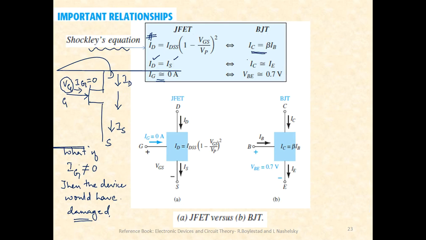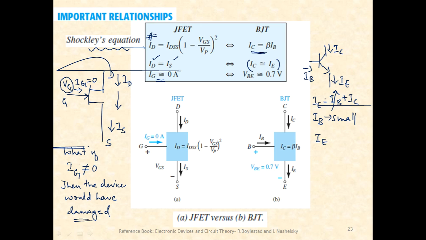Similarly, in the case of a BJT, collector current is almost equal to emitter current. It's not exactly equal, it's almost equal. Why? Because for a BJT, you have base current, collector current, and emitter current. As per the terminologies, IE should be equal to IB plus IC. But we know that the magnitude of the base current is very small. IB is small. If IB is small, then I can say that IE is almost equal to IC. Because of that we have this expression.